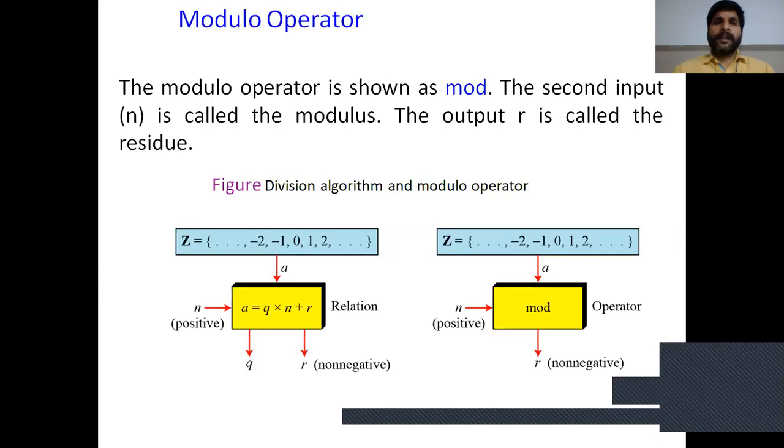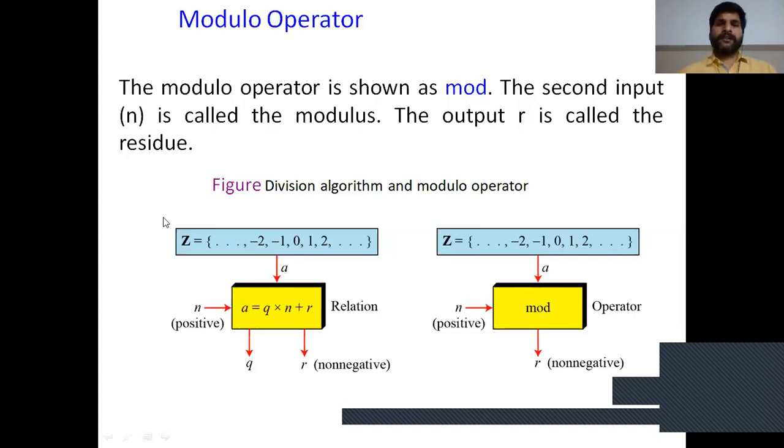Dear student, in the previous lecture, we discussed algebraic structures like rings, groups, and fields. Today, in this video lecture, I discuss the modular operator. The modulo operator is represented as mod. The second input n is called the modulus. The output r is called the residue, according to this figure.